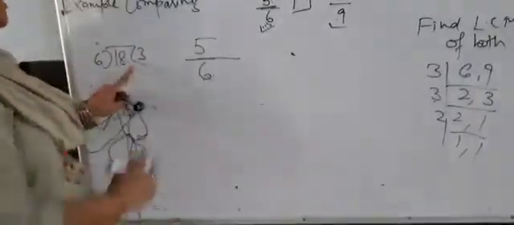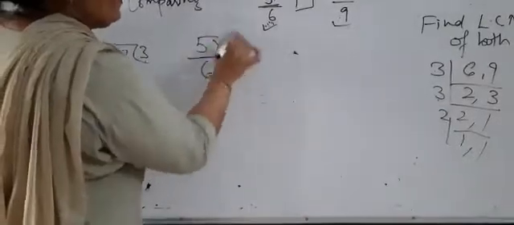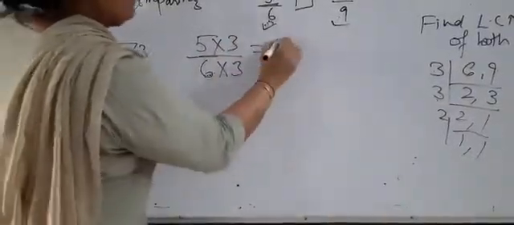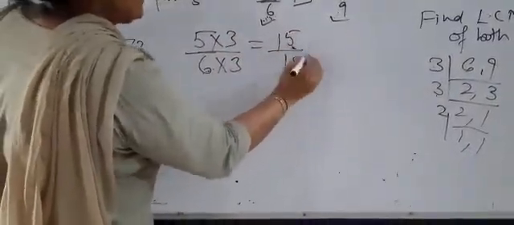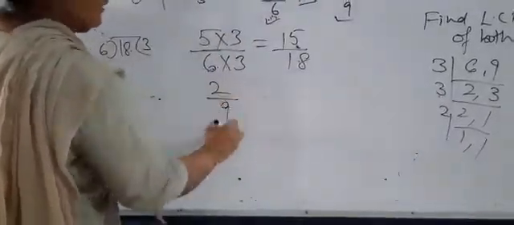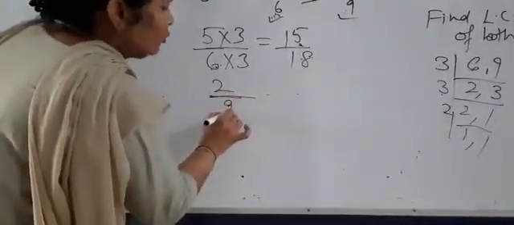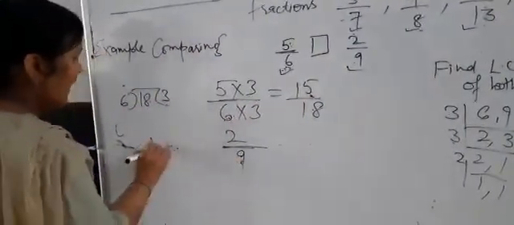You have got 3. Now you will multiply and divide the complete fraction by 3. 5 threes are 15, 6 threes are 18. Now take the next fraction, 2 upon 9. With which number will you multiply this 9 to get 18, equal to the LCM? You will divide 18 by this number 9.